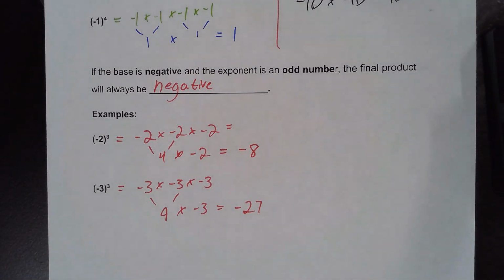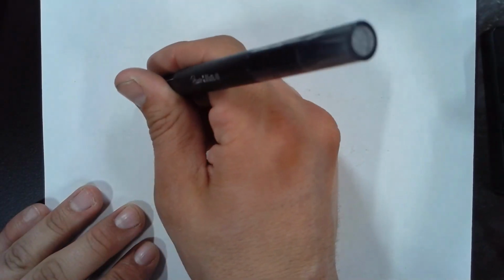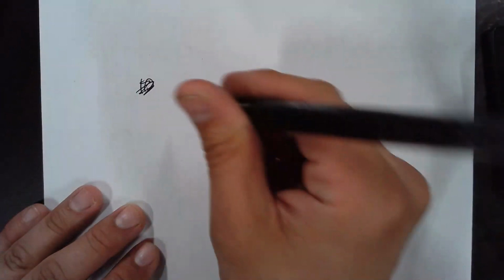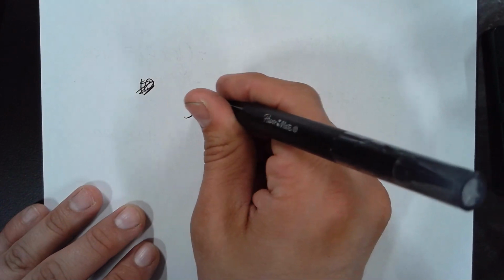Are you guys ready to see a really cool shortcut? Okay, I'm going to turn this page over. I'm going to show you guys a shortcut on the calculator. So let's say you have a problem like 3 to the 7th power. You could do that by hand and figure it out, or you could punch in your calculator 3 times 3 times 3 times 3 times 3 times 3.